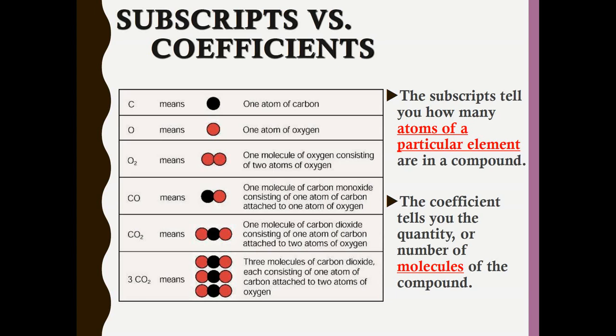If I have CO2, it tells us that one carbon is attached to two atoms of oxygen. On the last line, where it says 3 CO2, it tells us that I have 3 molecules of carbon dioxide, and each of the carbons are attached to 2 oxygens. So as you can see, the subscripts tell you how many atoms of a particular element are in the compound, but the coefficient tells you the number of molecules in the compound. So that's the difference between the subscript and coefficient, and you always have to remember that you can change the coefficient number to balance the equation, but you cannot change the subscript.